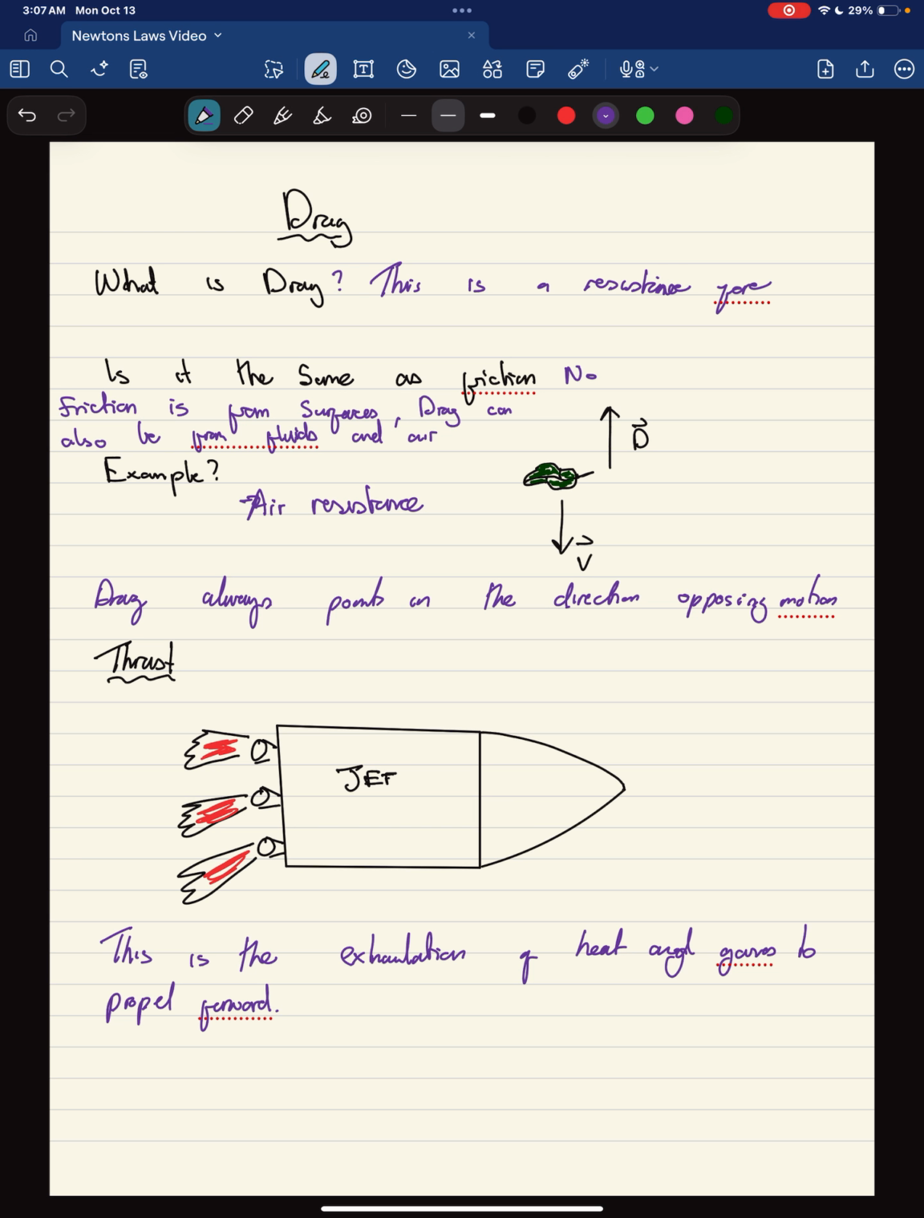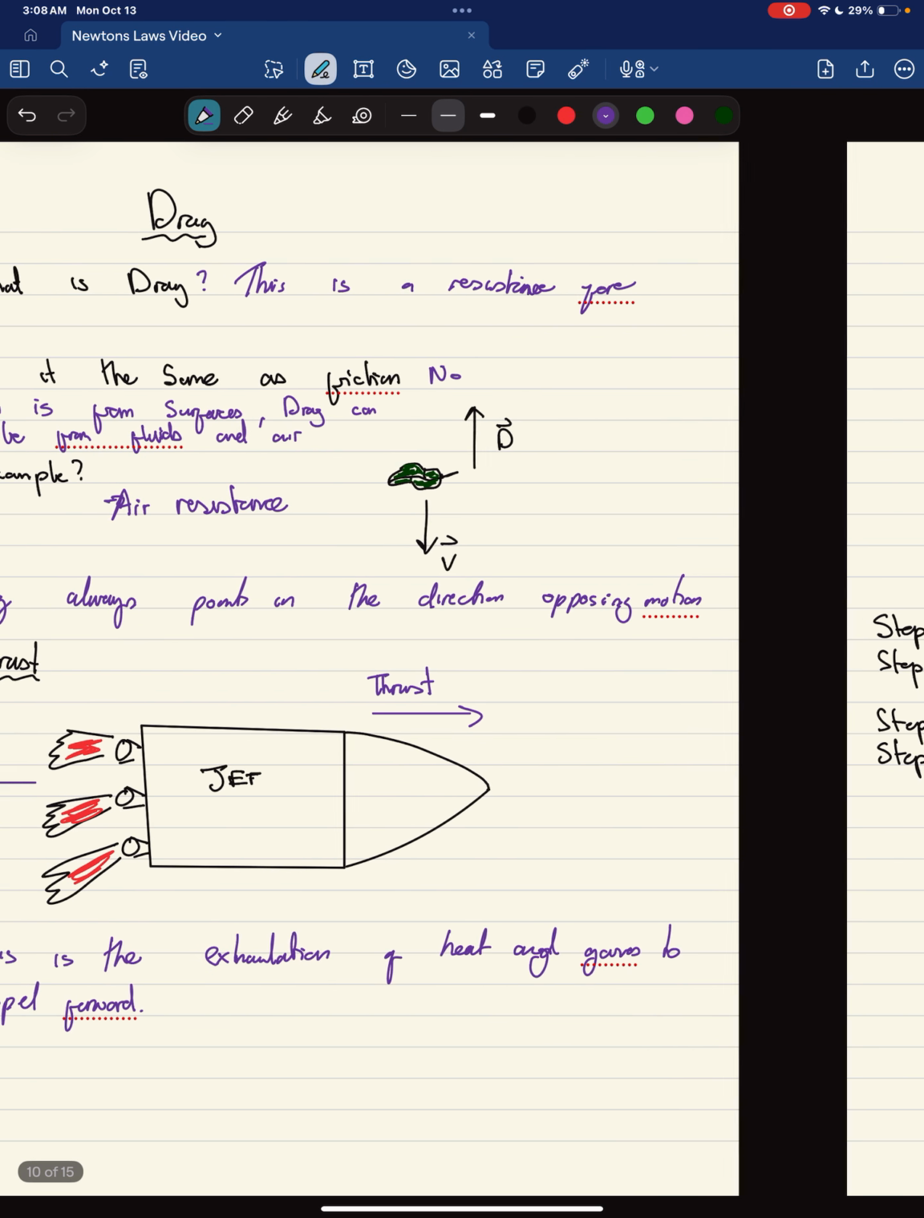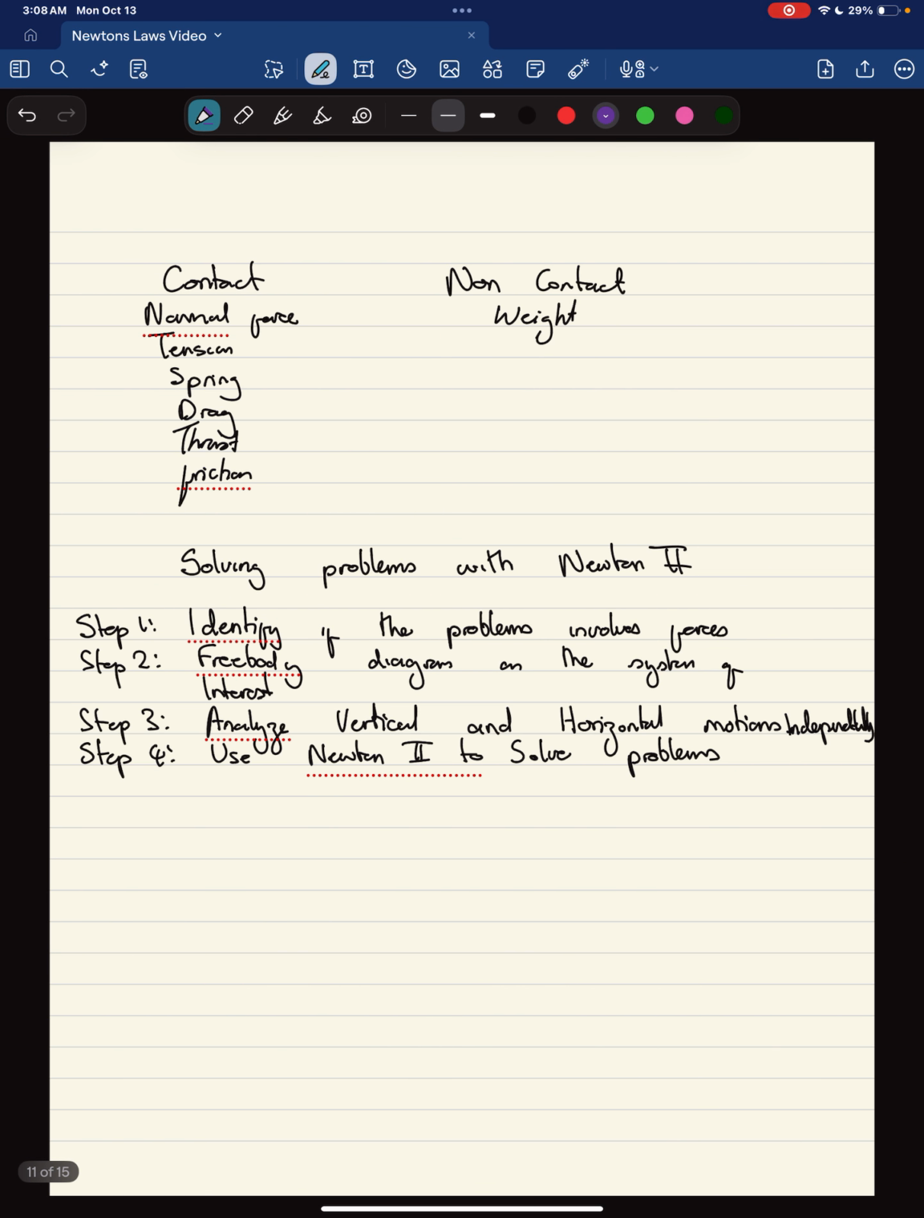So thrust. If I have my jet here, I have to exhaust in the back. I have to release gases and heat in the back to be able to move forward. All right, and that forward movement is called the thrust. So yeah, those are some of the forces that we have met.